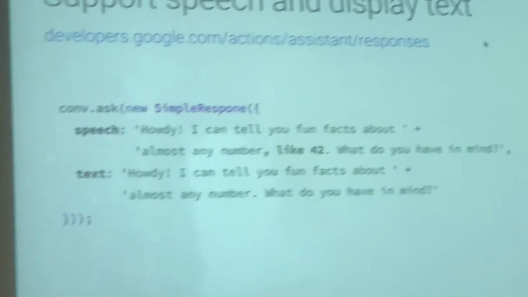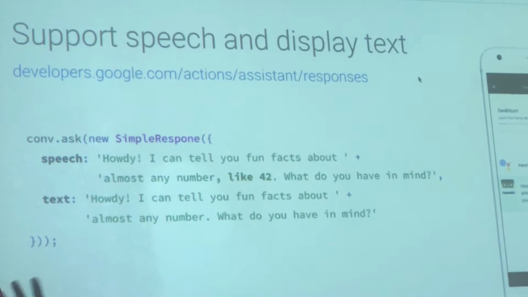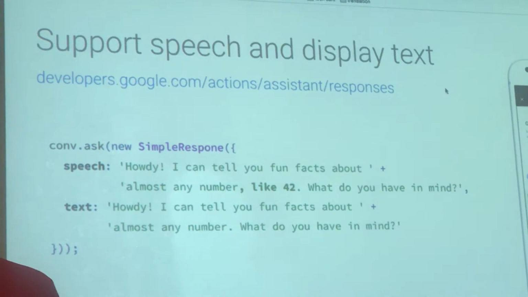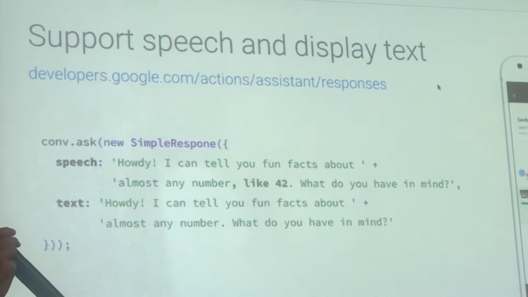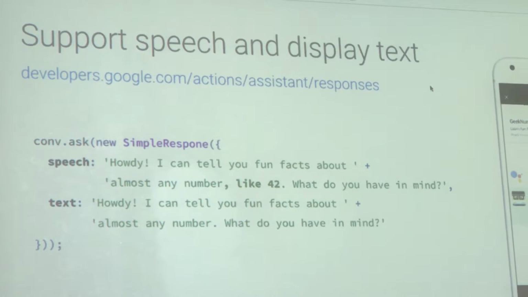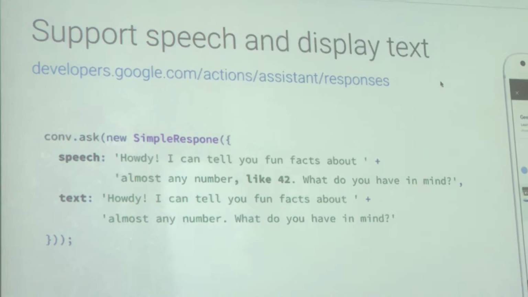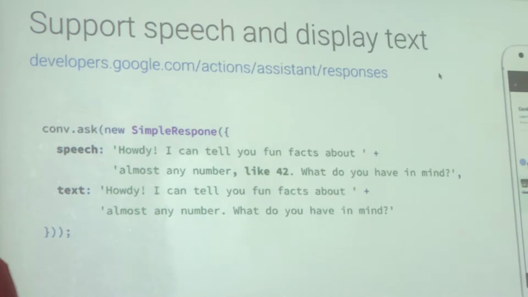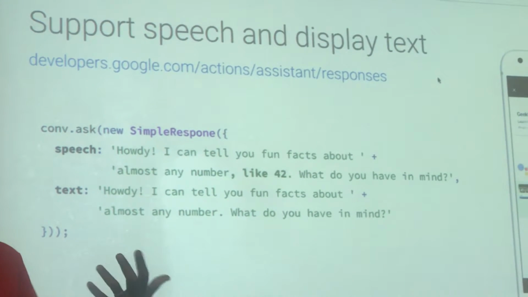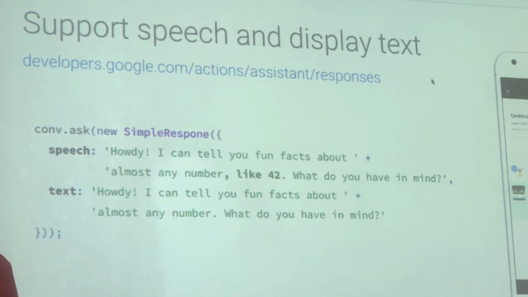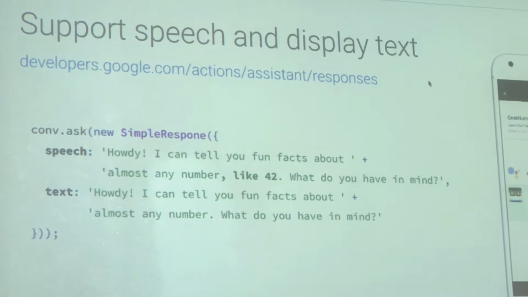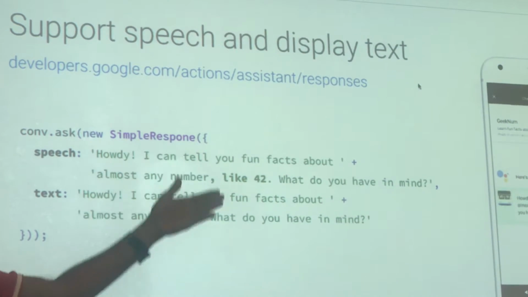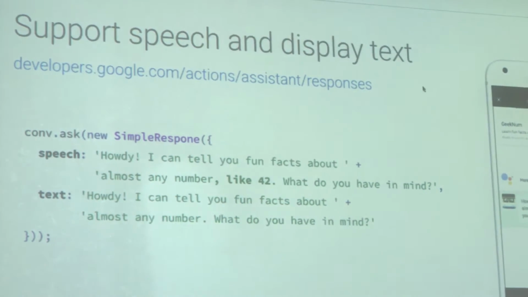So what are the things that you can do? What type of responses can you produce back to your user, right? At the very simple level, it would be text and speech back. If the request came from a device that has a screen, the text is provided to them, and the speech is converted by Google Assistant into actual speech and spoken to the user, right?